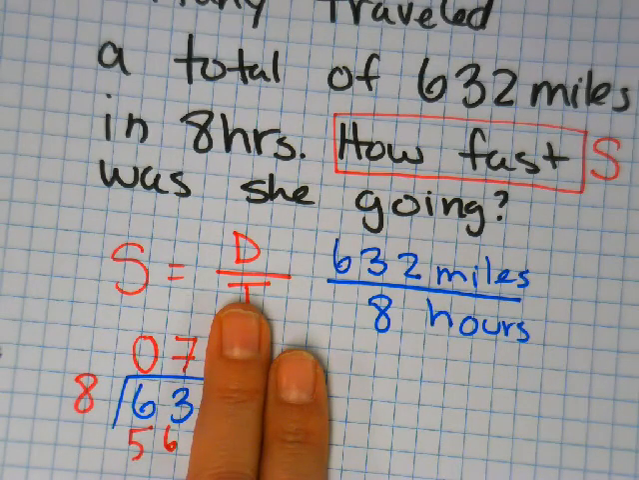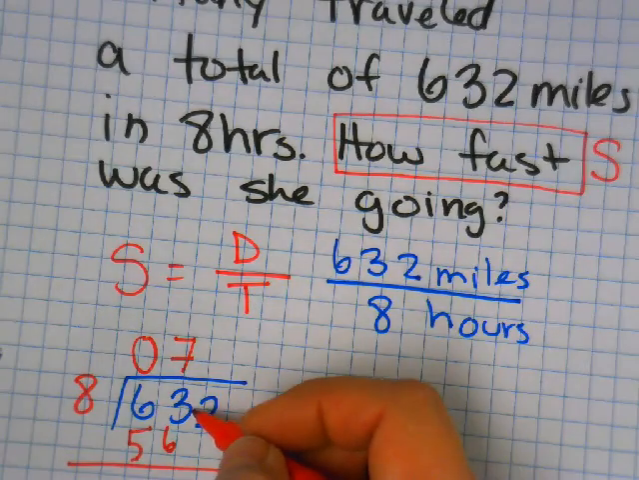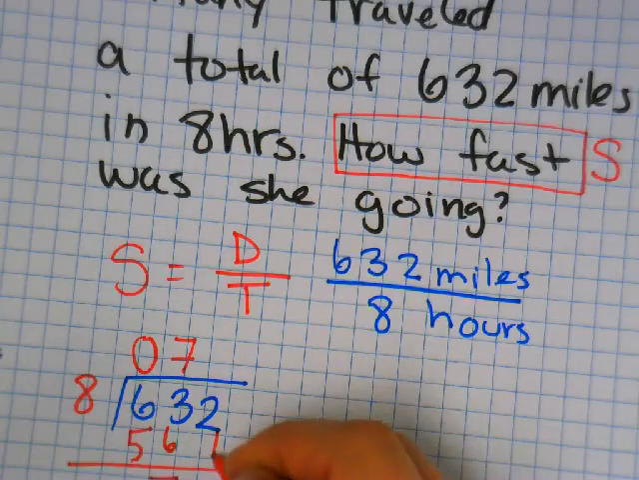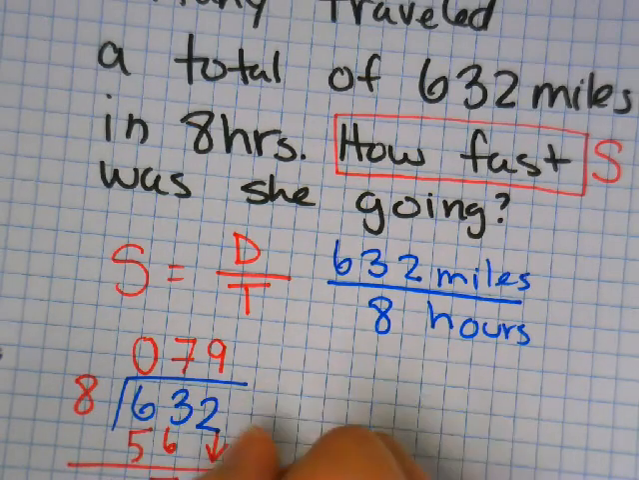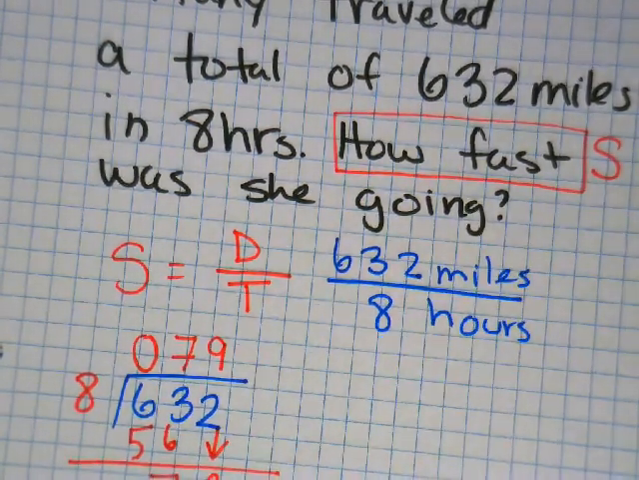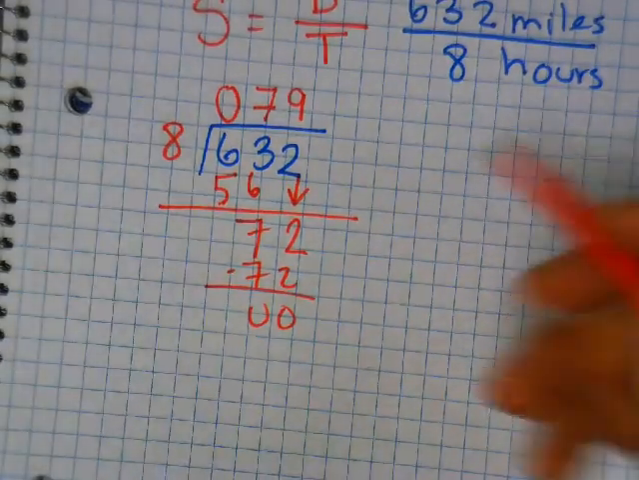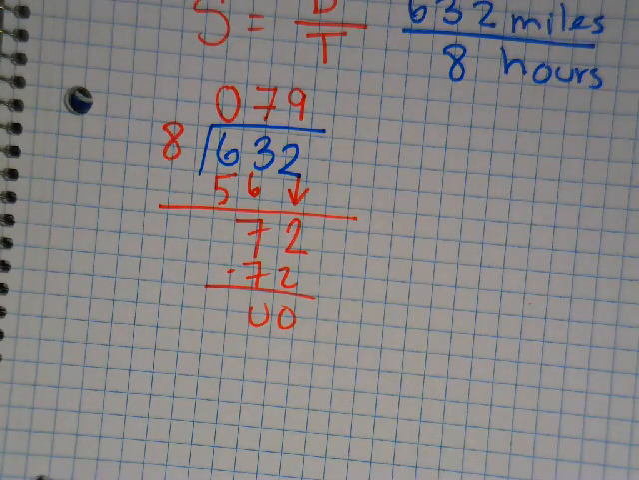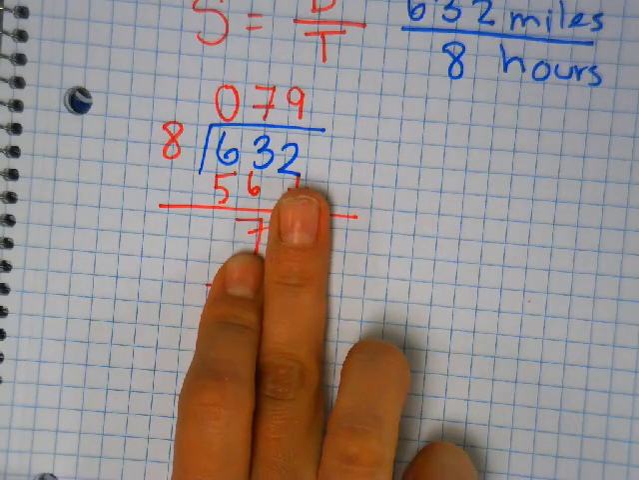That'll be 7. I got 13, and then put the 2 down. 63 minus 56, oh wait, I did my math wrong, sorry. It's 7. I got 72. You didn't see it, but it's this. 63 minus 56 is 7, and then what number do I bring down? The 2. There's a 2.